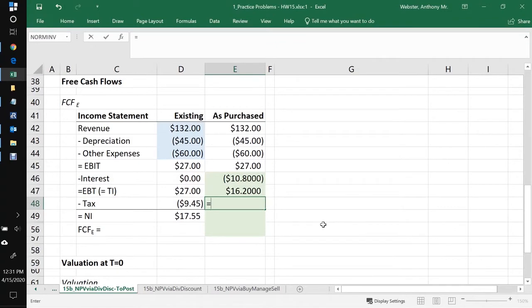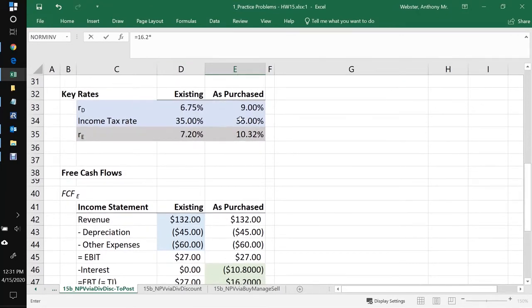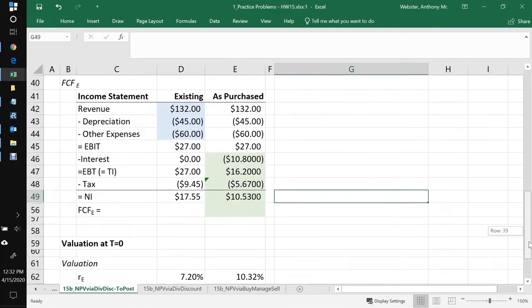So that's going to be 16.2 times, and their tax rate, I believe, was 35%. Let's just go up here and check it. Yep, 35%. So we'll say 35% here. And I want to make that a negative number too, just to be consistent here. And now we can get the net income. We just subtract our tax from our EBT, and we get our net income of 5.3.